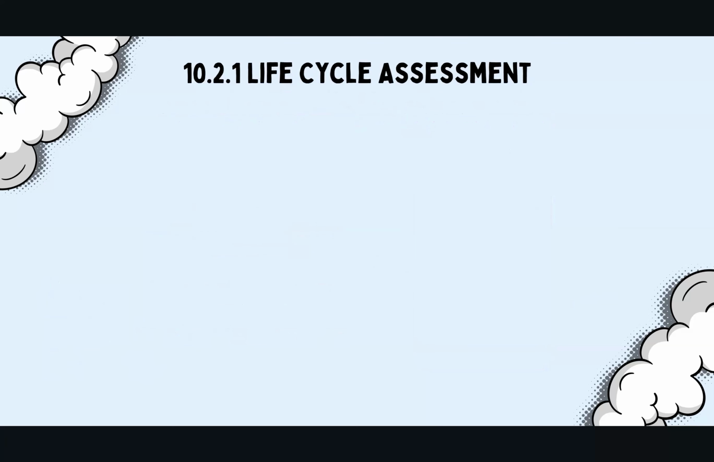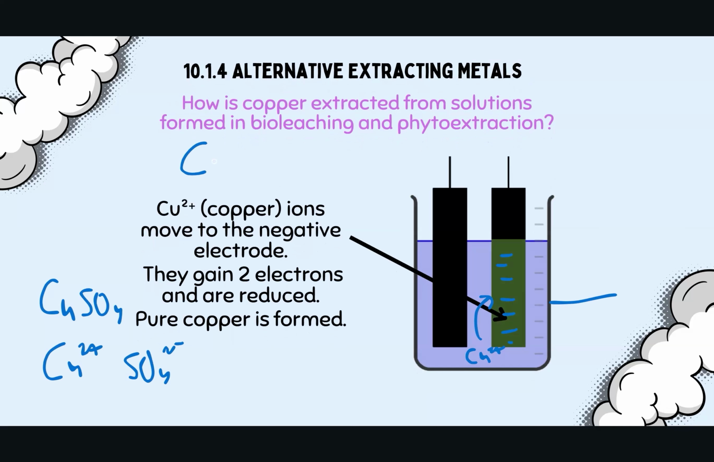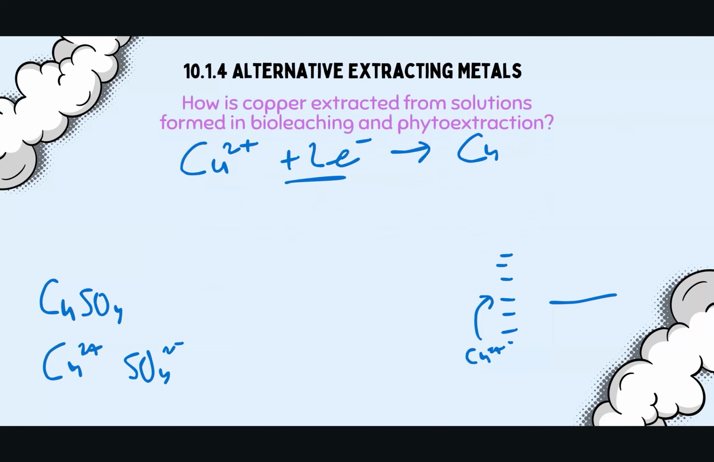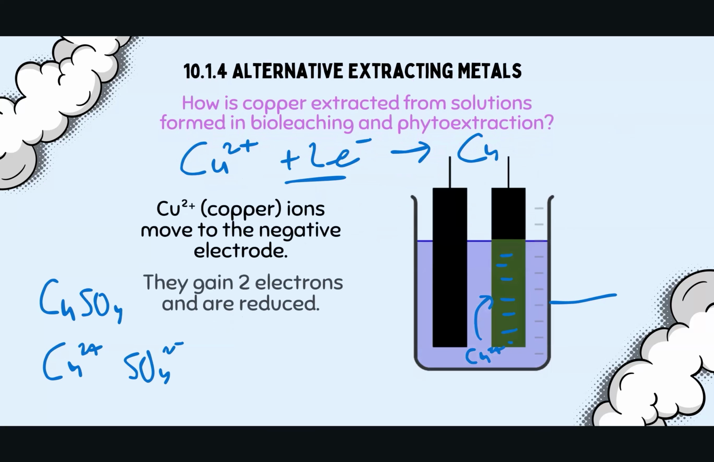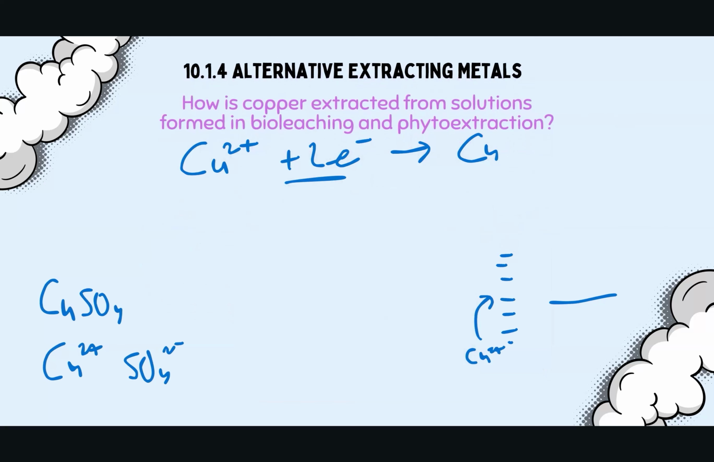Okay, next is life cycle assessment. Before we do that, what will actually happen is Cu2+ will gain 2 electrons to become pure copper. In other words, it has gained electrons, so it's been reduced. Both of these processes can be used with bioleaching and phytoextraction. So if you look at this as a potential 6-mark question, you need to learn what bioleaching is, what phytoextraction is, and then you need to know displacement with scrap iron and electrolysis to remove the copper as well.